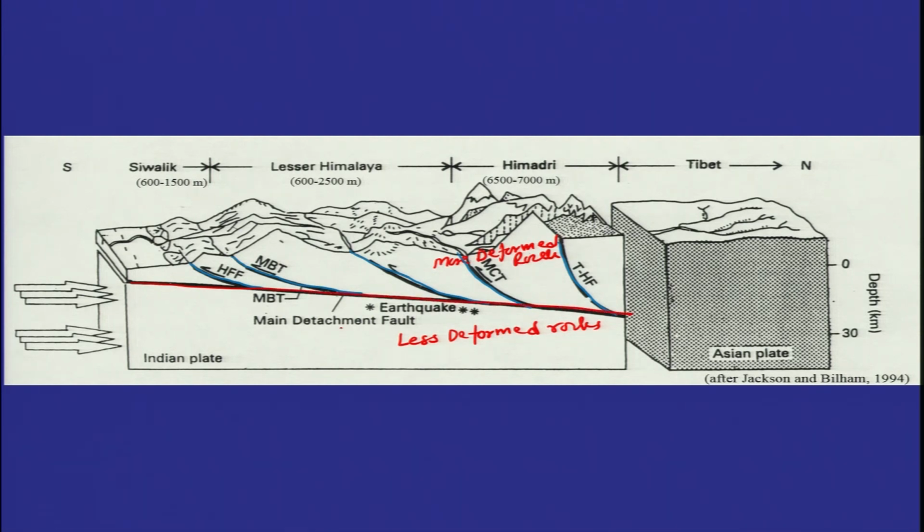So this is your detachment, and this is termed as the main detachment fault, or you can also say main Himalayan fault. In literature you will also find main Himalayan thrust, okay, main Himalayan fault, you can say. So let's move ahead, and we'll discuss this when we are talking particularly about the Himalayas.